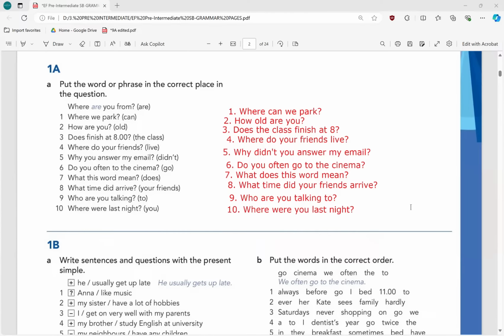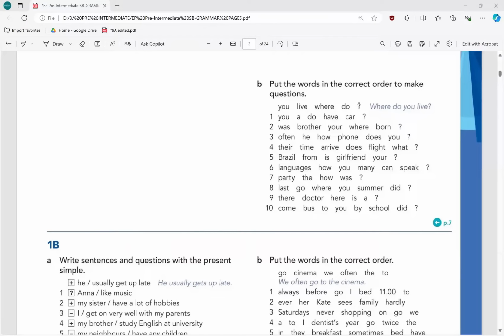We're going to start. Number 1. I mean, the example is done. You live where do. It will be where do you live. Number 1 here.